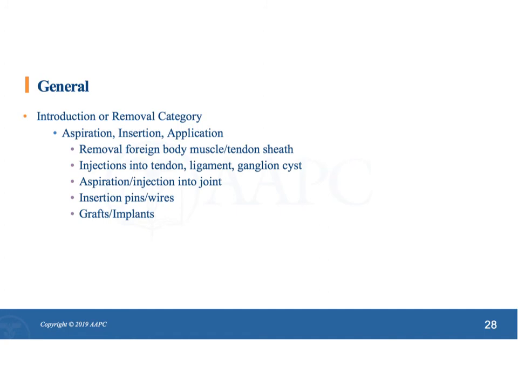Introduction or removal codes report the removal of a foreign body or old hardware such as pins or screws. These codes require knowing the depth of tissue that must be incised to reach the foreign body. Injections involve insertion of a needle into an area for aspiration or for introduction of a medication. A graft is tissue transplanted to an area and is often called an implant.